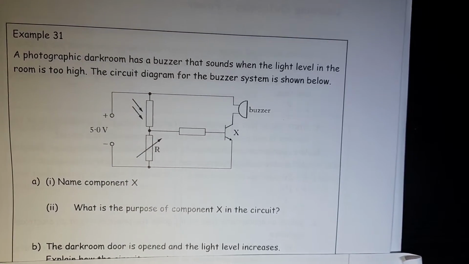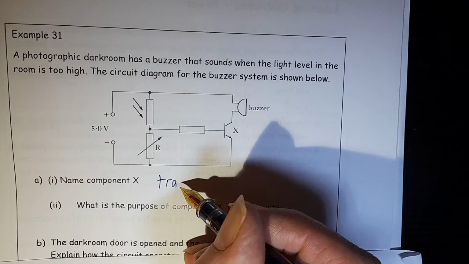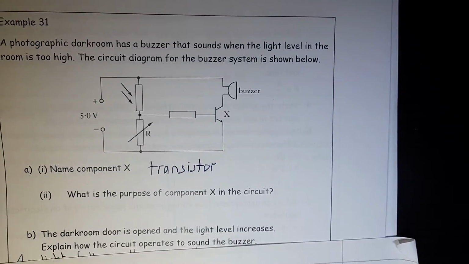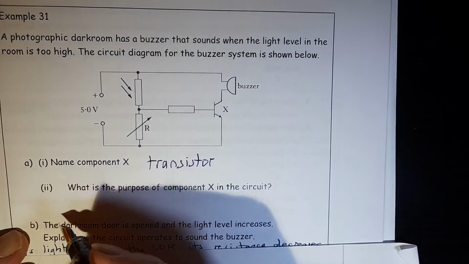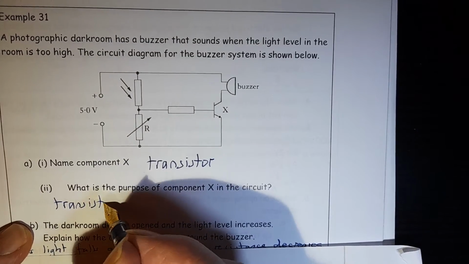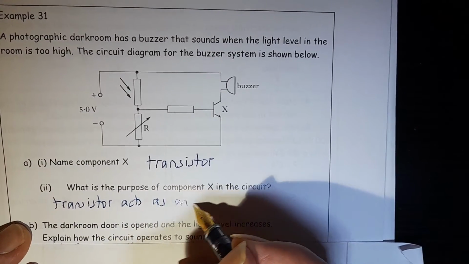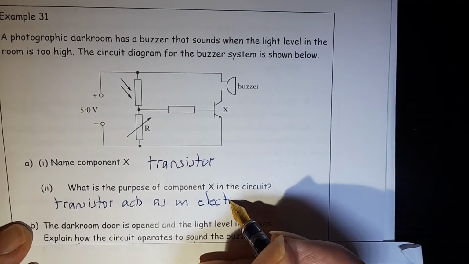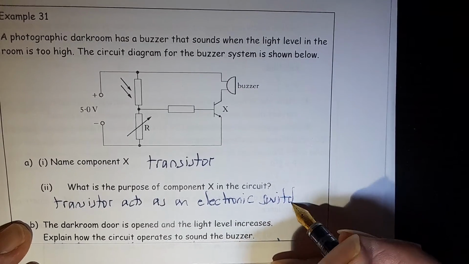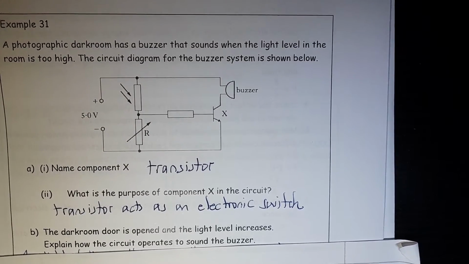Name component X. So component X is a transistor. What is the purpose of component X? So at the National 5 level, we always say that a transistor acts as an electronic switch. The dark room is opened and the light level increases. Explain how the circuit operates to sound a buzzer.